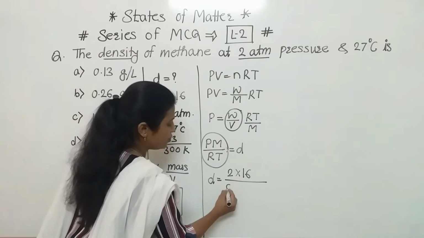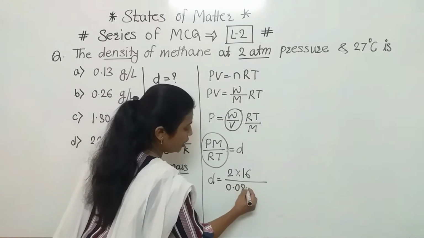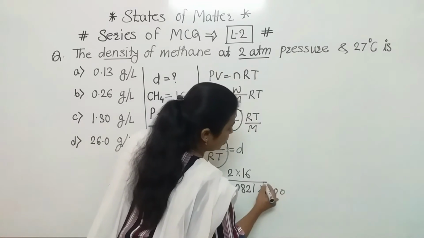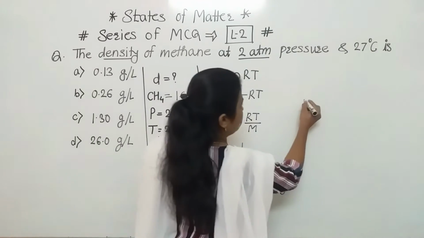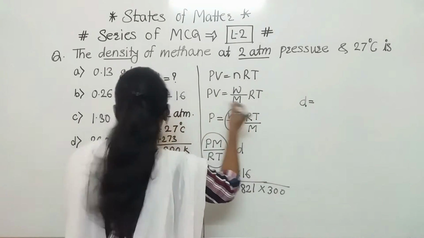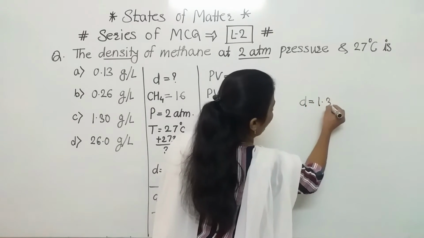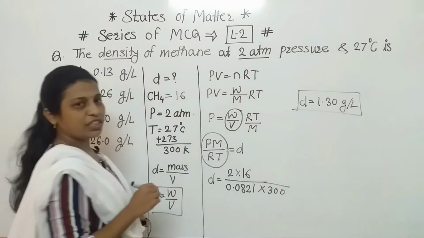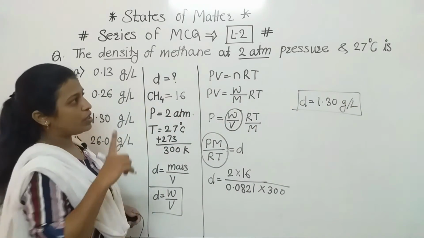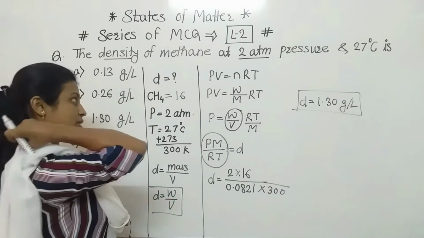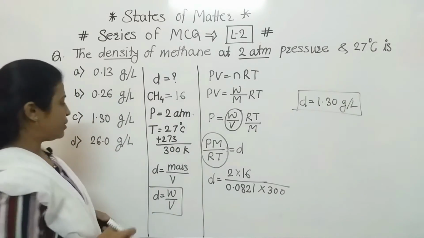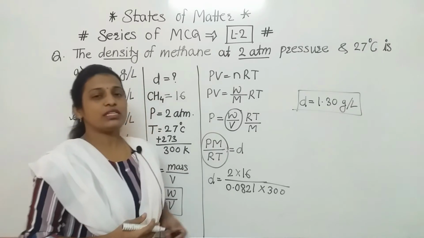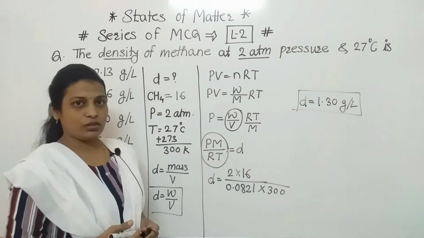The value of R, we have to take here 0.0821 into temperature is 300 Kelvin. After this calculation we will get the answer, and that answer will be 1.30 gram per liter. So what is the density of methane? That is 1.30 at 27 degrees Celsius temperature and 2 atmospheric pressure. So here option C is our correct answer. In this way we will discuss the next question also.